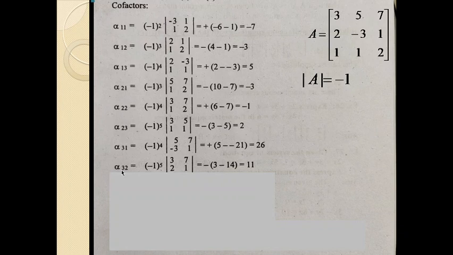And alpha 3 2 is third row, second column. So -1 raised to 5, that is 3 plus 2. This is the number. So this column and this row is neglected. Remaining numbers 3, 2, 7, 1. 3, 7, 2, 1. Remember the position. On the base of the position only you need to write the matrix. 3 into 1, 3. 2 into 7, 14. 3 minus 14. Here it is -1 raised to 5. So it is minus. 3 minus 14, it will be minus 11. Minus 11 into minus, it will be plus 11.